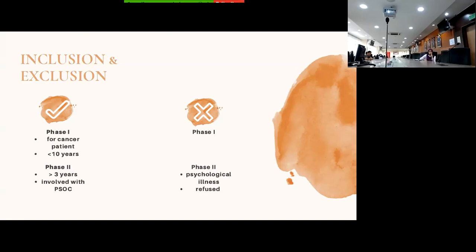For phase 2, the therapy radiographer must have experience of more than 3 years, and also be involved in the patient education program in their own hospital. The exclusion criteria for phase 2 are therapy radiographers who have psychological illness and those who refuse to take part in this research. This is for inclusion and exclusion.